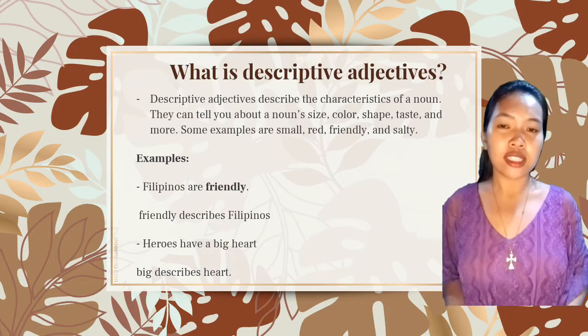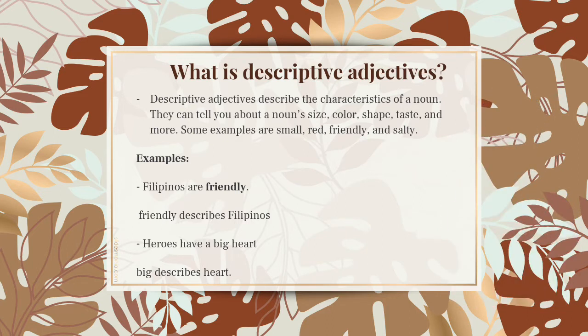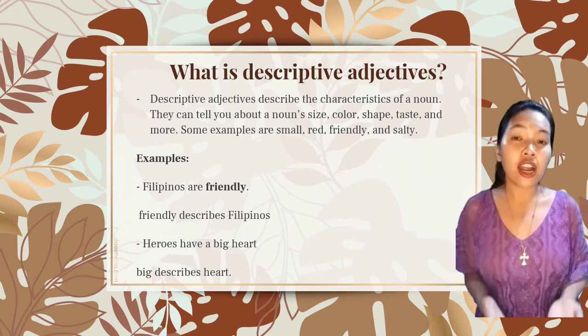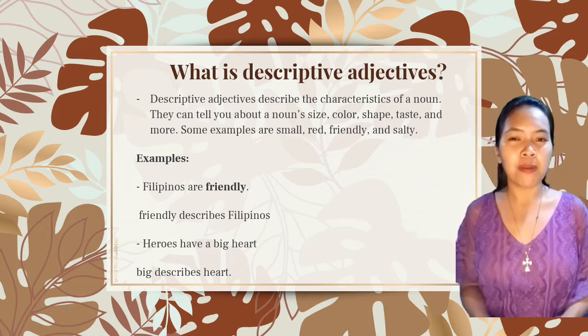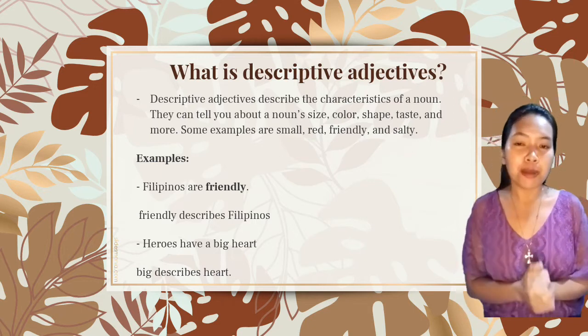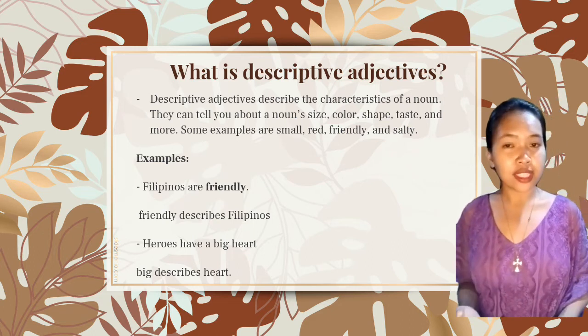What are descriptive adjectives? Descriptive adjectives describe the characteristics of a noun. They can tell you about a noun's size, color, shape, taste, and more. Some examples are small, red, friendly, and salty. Let's have another examples. Filipinos are friendly. Friendly describes Filipinos. And another one is, heroes have a big heart. Big describes heart.